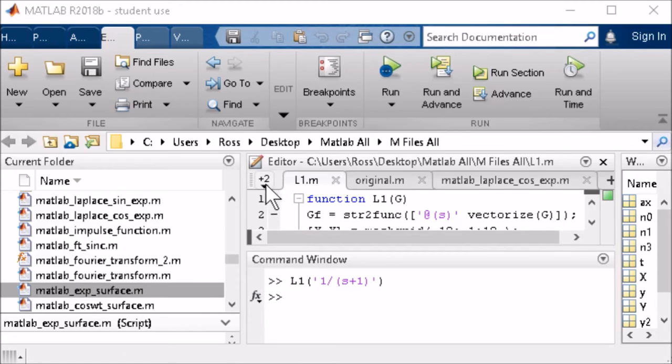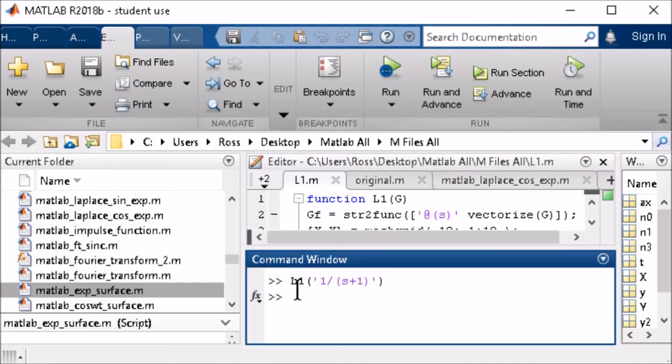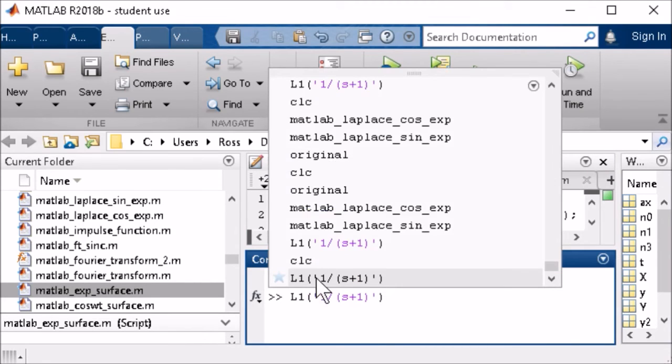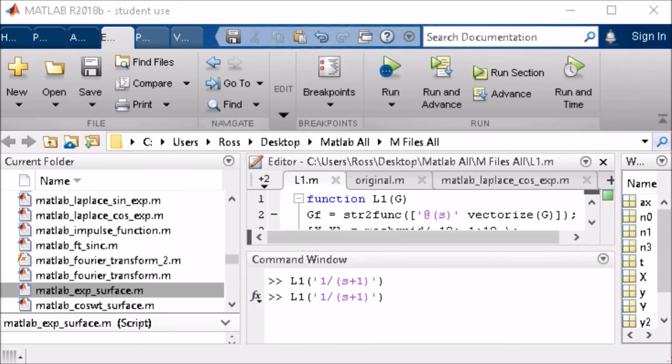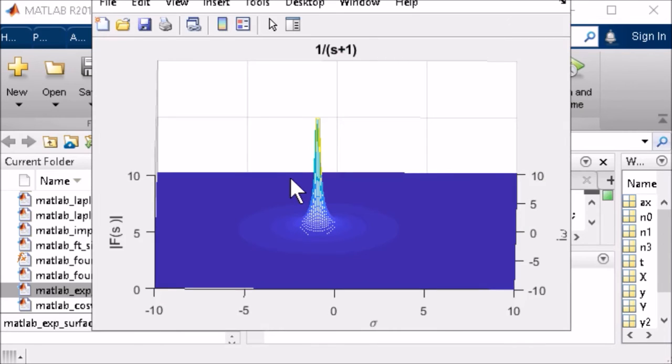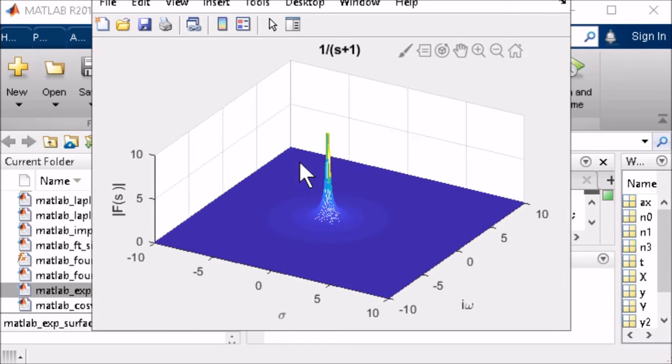So we can also look at the L1.m file, and if we were to put in our function here, which is 1 upon s plus 1, and we use the L1 in order to draw this function out. So when we draw it out, you'll see that we get the function in the complex frequency domain, and it's shifted by minus 1 in the sigma axis.